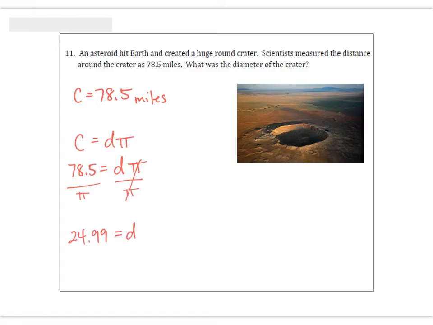If you did it correctly, you should get 24.99 miles. And that would be your final answer. That's a big crater.